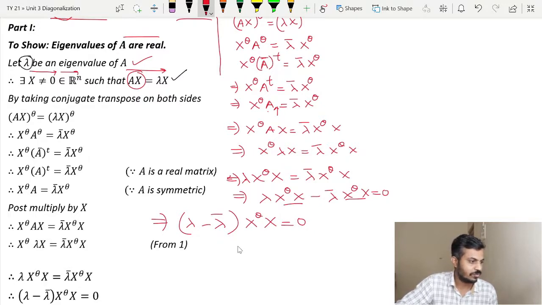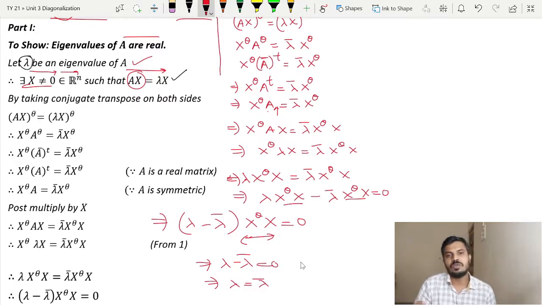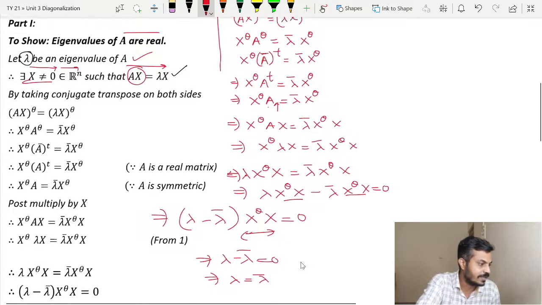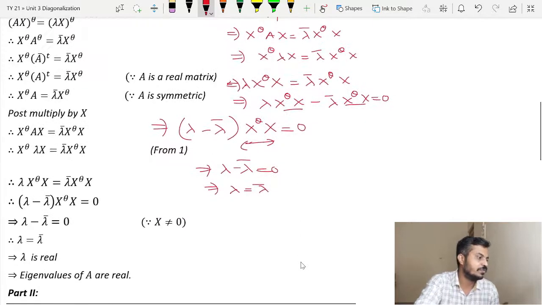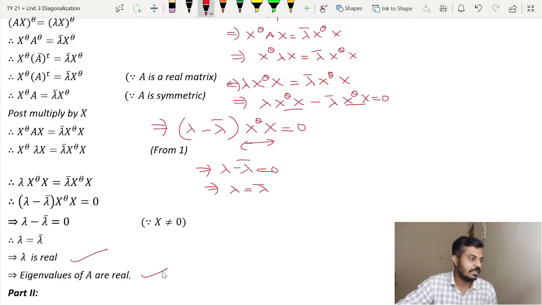But you know what? x raised to theta x is going to be what? A non-zero quantity, because our eigenvector is non-zero, and this will imply lambda minus lambda bar is equal to 0, and this will imply lambda is equal to lambda bar, and therefore lambda is a real number. And that is exactly what we wanted to prove, as you can see here. Thus we have shown that eigenvalues of a real symmetric matrix are always real.